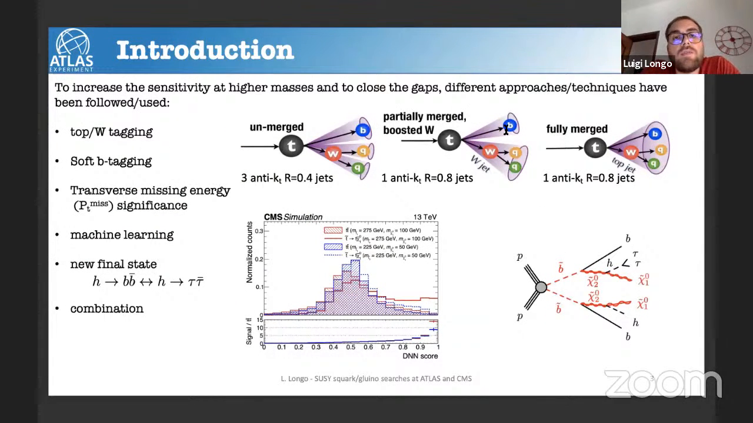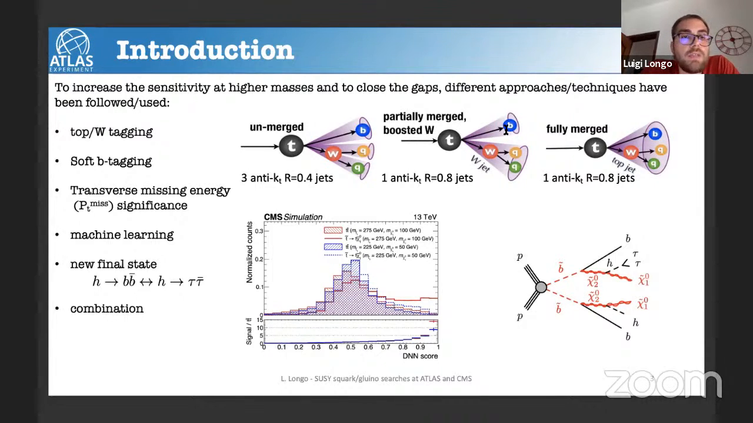So to increase the sensitivity at higher masses or to close the gaps, different approaches and techniques have been used and developed. There was the one looking at the top and W tagging technique. Depending on whether the decay of the top quark is boosted, partially merged or fully merged, it would be possible to reconstruct a top-like jet with an algorithm using large-radius jets with a cone of 0.8. Also, it was possible to reconstruct W jets with these large jets with a cone of 0.8. Or in the case the system was unmerged, the idea was to have 3 jets, for example, in the final state. In all these cases, we are assuming the hadronic decay of the W.